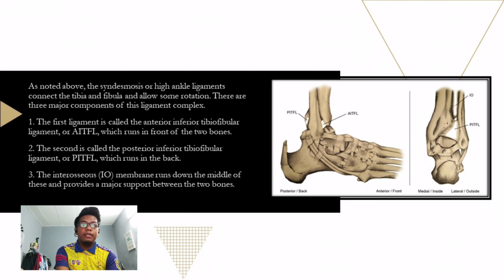Okay, as we can see, the syndesmosis or high ankle ligament connects the tibia and fibula and allows some rotation. There are three major components of the ligament complex. The first is the anterior inferior tibiofibular ligament, or AITFL, which runs in front of the two bones. The second is the posterior inferior tibiofibular ligament, or PITFL, which runs in the back. The third is the interosseous, or IO, membrane, which runs down the middle and provides major support between the two bones.